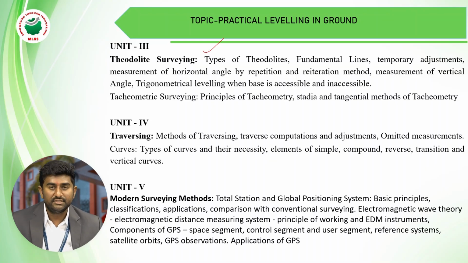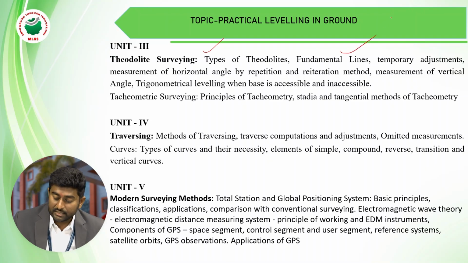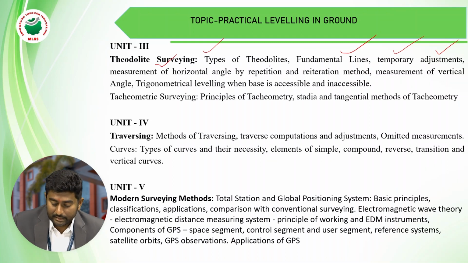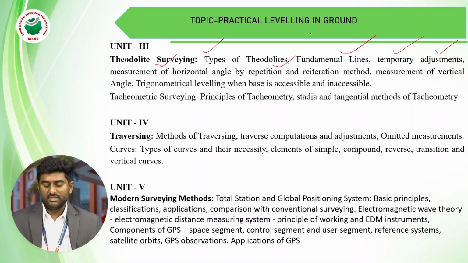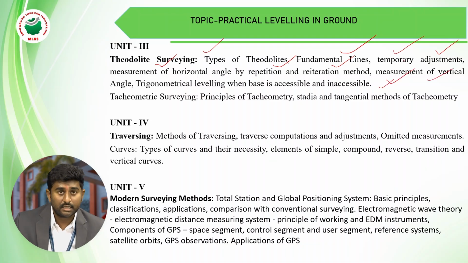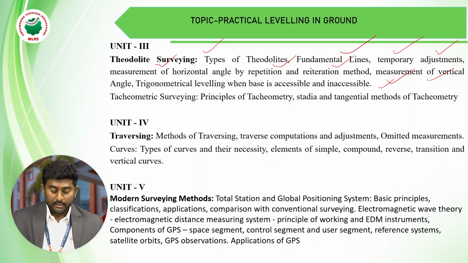What is the definition of theodolite and types of theodolites? These are the 3 types of theodolites, temporary and permanent adjustments, and measurement of angles, horizontal and vertical angles used in land surveying. And these are the 3 types of experiments to be done in land surveying: repetition method, reiteration method, vertical angle method. Next, coming to tachyometric surveying.